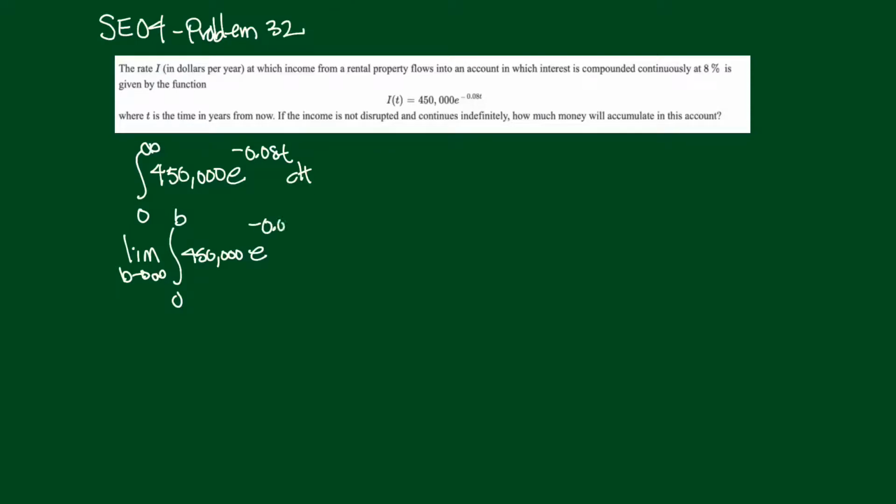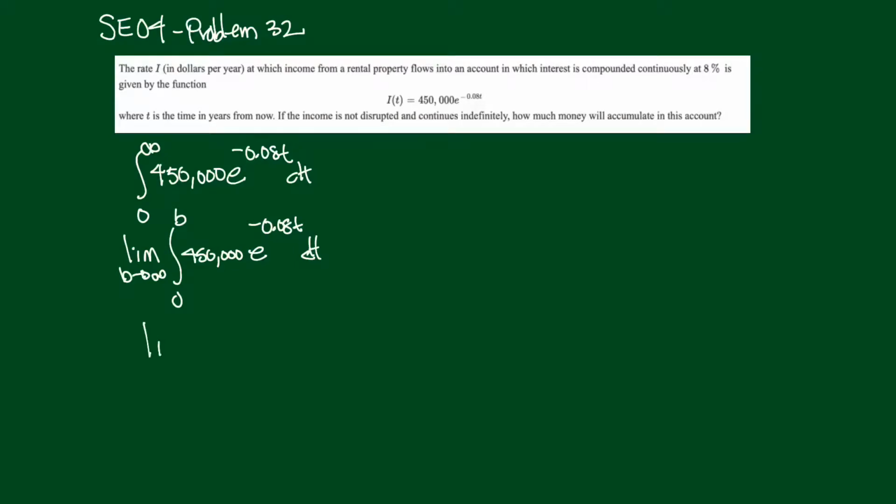What we want to know is going from now out to infinity of 450,000 e to the negative 0.08 t dt. And we recognize this right away, right? There's an exponential decay function. So first up, let's put our limit on here. The limit as b goes to infinity of the integral from 0 to b, 450,000 e to the negative 0.08 t dt.